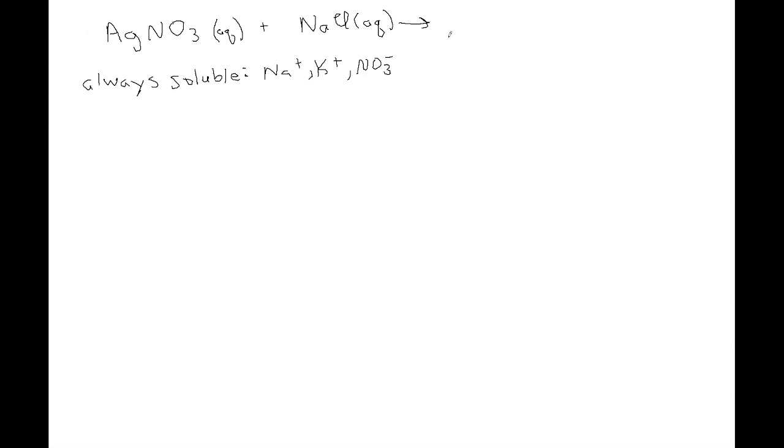And of course, what you want to do here is match up the cation from one with the anion from the other. So what's the cation from this compound? Ag plus. So that would match up with which element from here? Cl. And then what would be the other matchup? NaNO3.